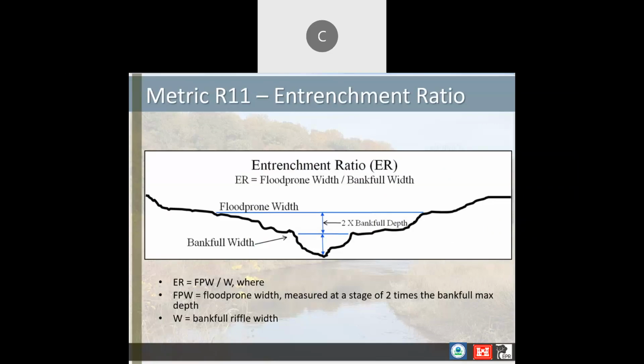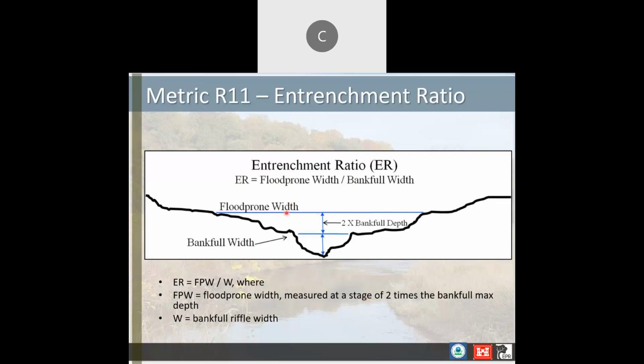So again, we're measuring bank height ratio and entrenchment ratio at the upstream end and the downstream end. If there's a significant difference between the upstream end and the downstream end when we measure it, we're going to take additional measurements. Both of these measurements are always measured at riffles. So our next metric is entrenchment ratio.